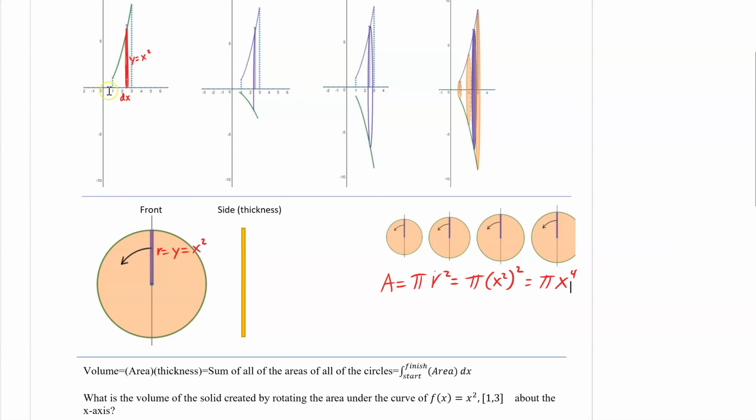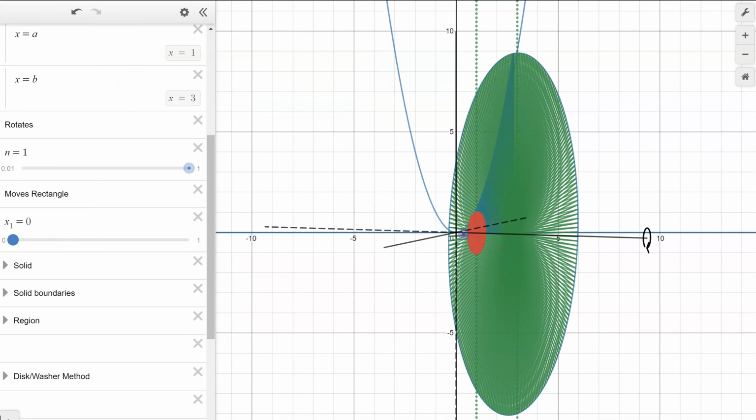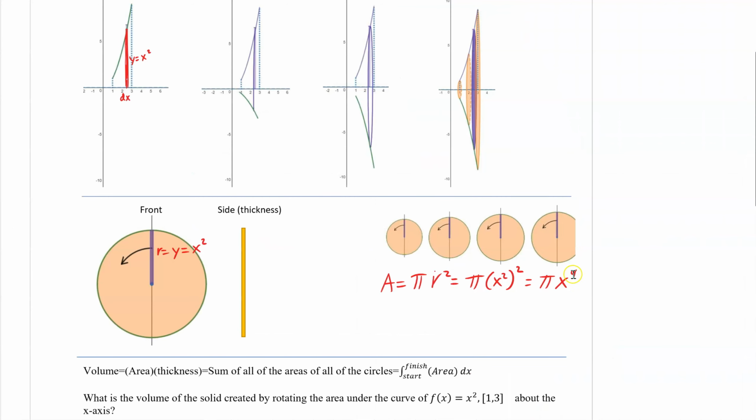So as we move through here, that area will give us the area of every single one of these disks. So pi x to the 4th is all of these areas. So if we got to the very end, which is 3, plugging that into our formula, we know that last disk has an area of pi (3)x to the 4th.